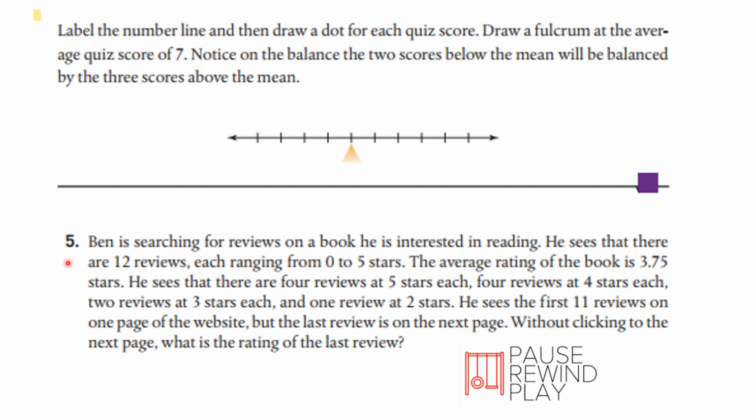Okay, let's look at another example. Ben is searching for reviews on a book that he's interested in reading. He sees that there are 12 reviews, each ranging from 0 to 5 stars. But it does say that the average rating for the book is 3.75. That's the average. He sees there are 4 reviews at 5 stars, 4 at 4 stars, 2 at 3 stars, and 1 review at 2 stars.